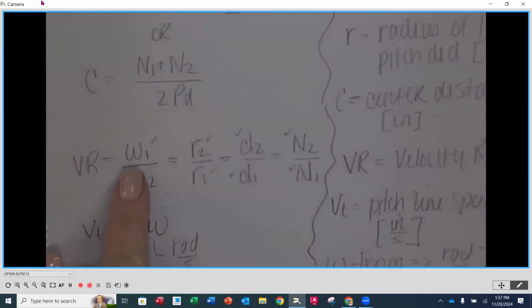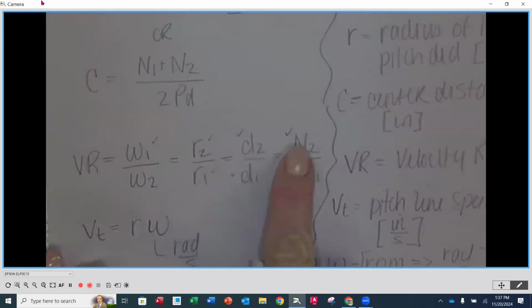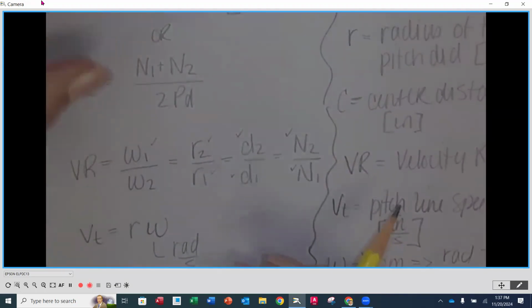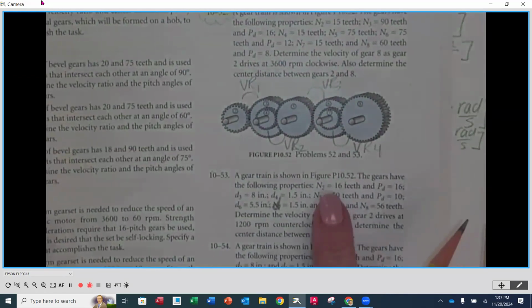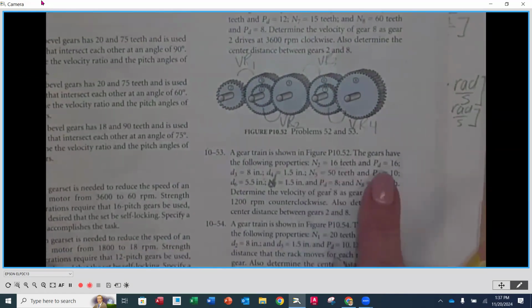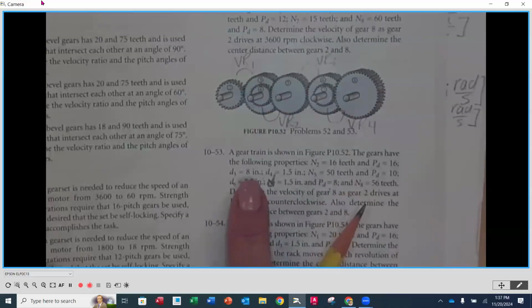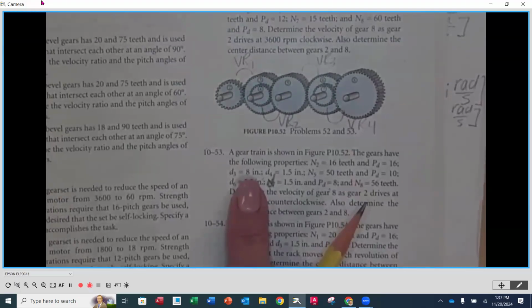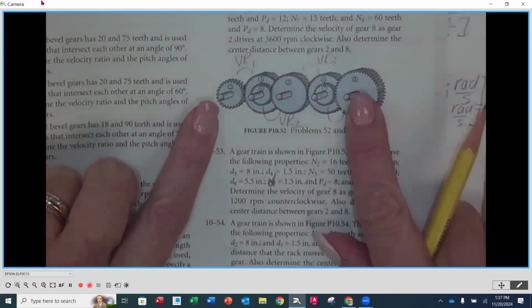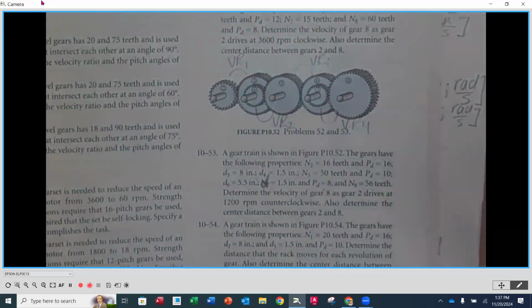Okay. Now, to calculate those velocity ratios, we have to have similar items for each one. And as you can imagine, like our last example problem, they kind of mixed up the information here a little bit. So they're giving us for number 2, the number of teeth and the diametral pitch. And for number 3, they're giving us our pitch diameter. So again, because we are looking ahead and we know that we also need to determine the center distance between 2 and 8, it's a good idea to just do the pitch diameters for everything.